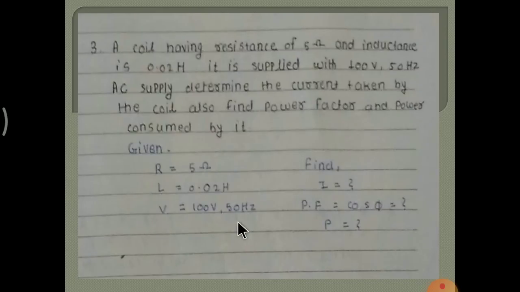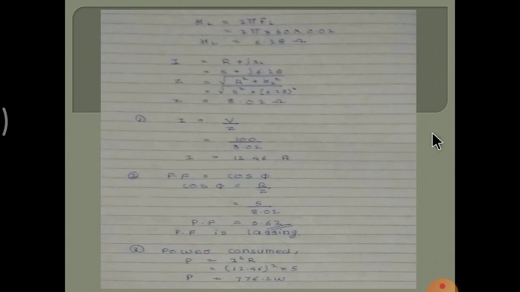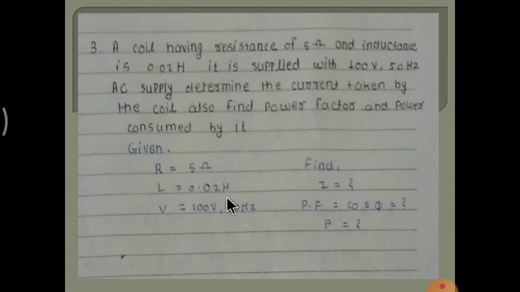The formula of XL is equal to 2 pi FL. Take 2 pi as it is, into F, the frequency of 50 Hz given in the problem. Then L is equal to 0.02 Henry, which is given in the example. So take these values and put them in this place. Then XL is equal to 6.28 ohm. This is the value of XL.